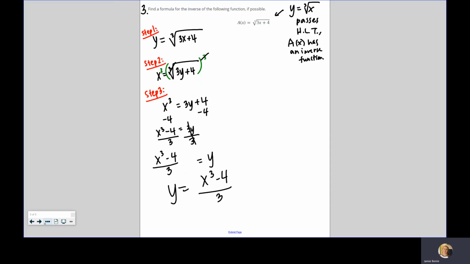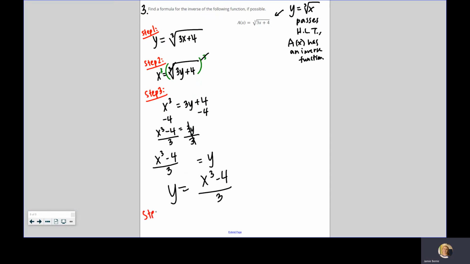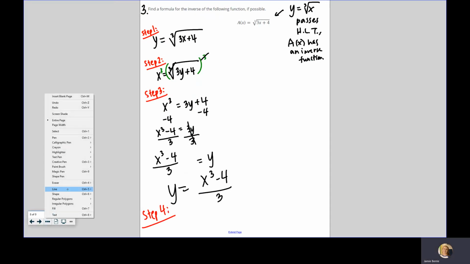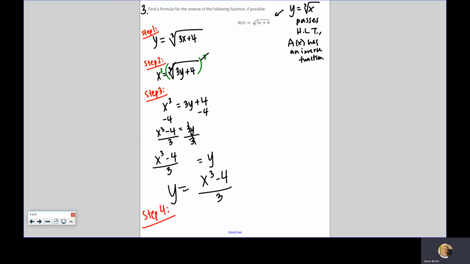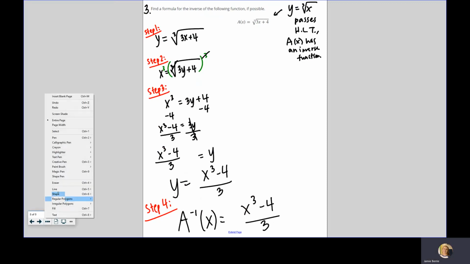All right, and then our last step, step 4, is to replace y with our function notation. This function was named a, so we're going to call it a inverse of x equals. So y just gets replaced with a inverse. Everything else stays the same. And that's it. That's your inverse function.